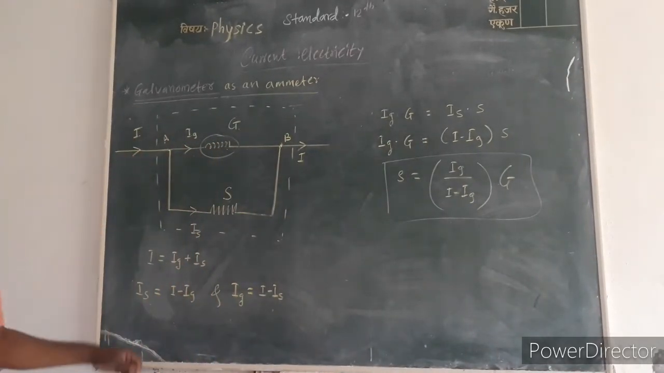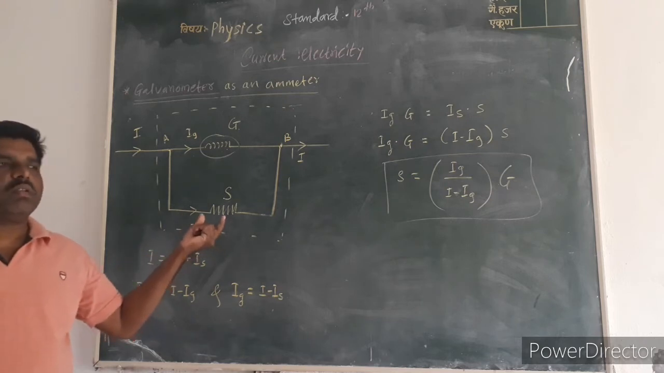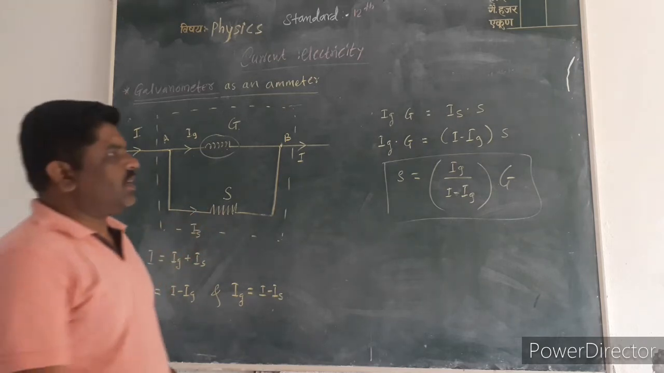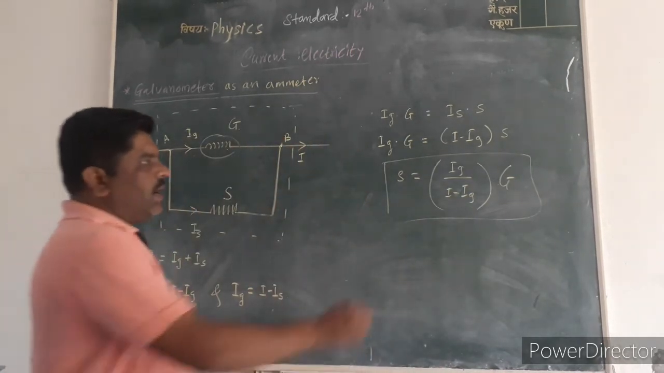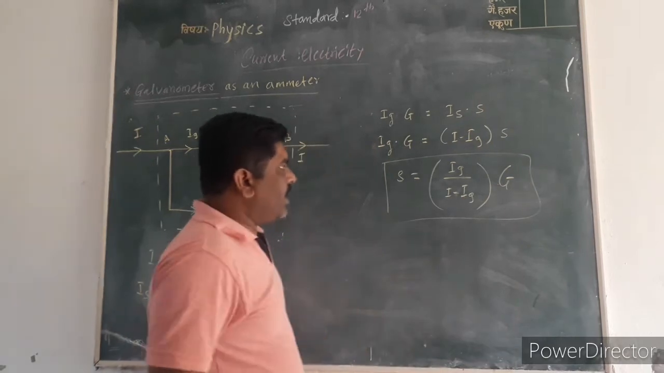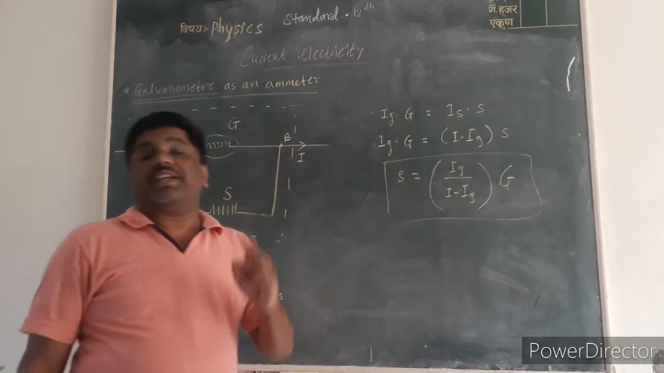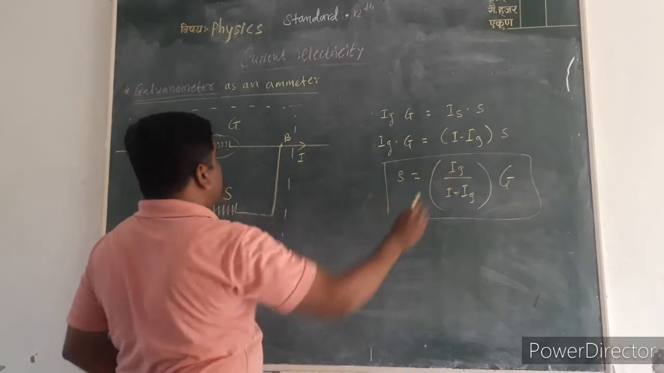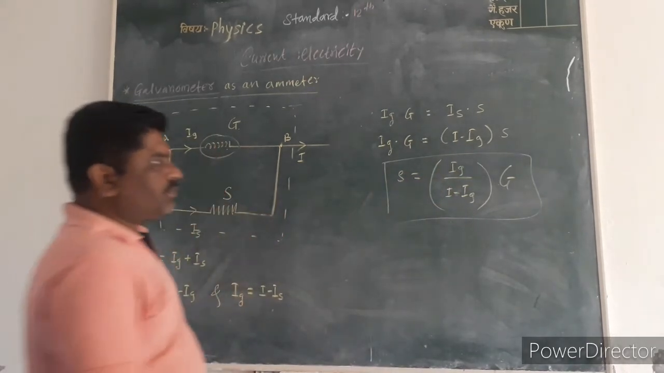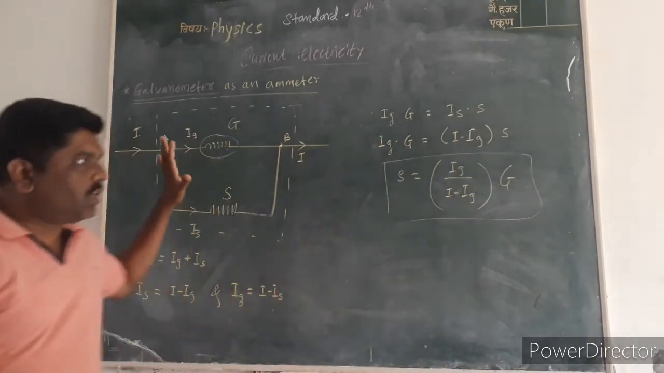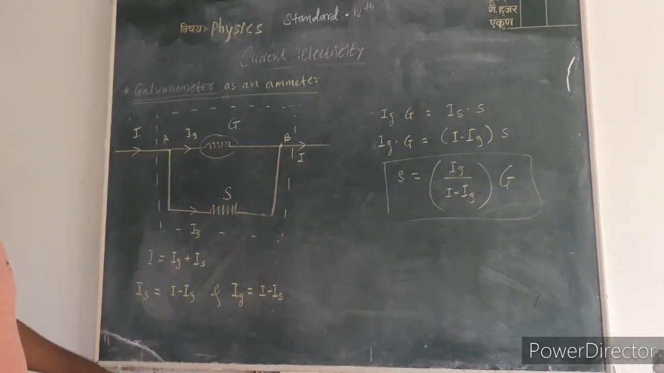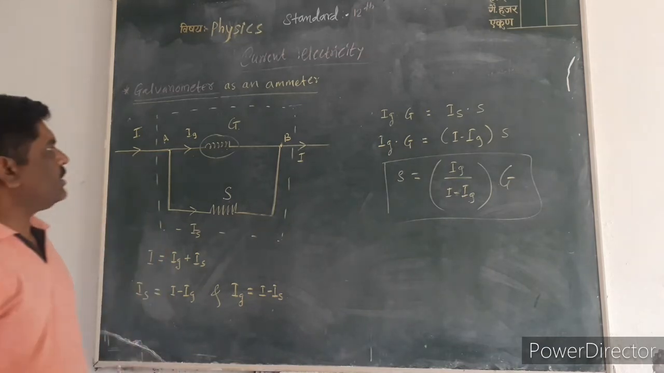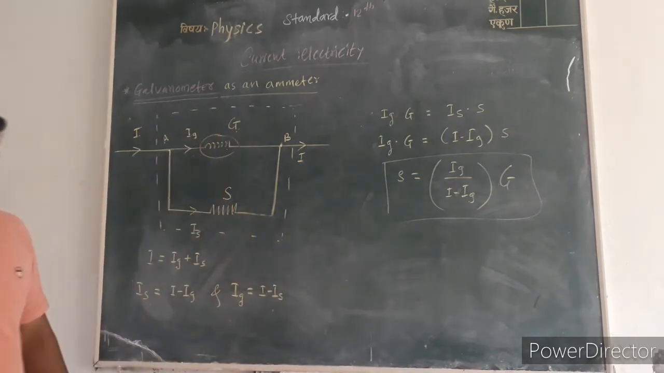Using this equation, we calculate the very small resistance called shunt resistance. S is equal to Ig divided by I minus Ig into G, where S means shunt resistance, Ig means current passing through galvanometer, I means total current in the circuit, and G means the resistance of galvanometer.